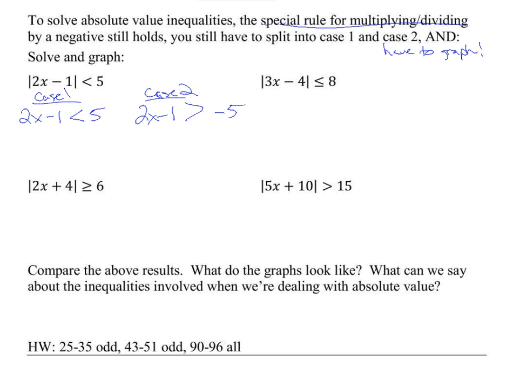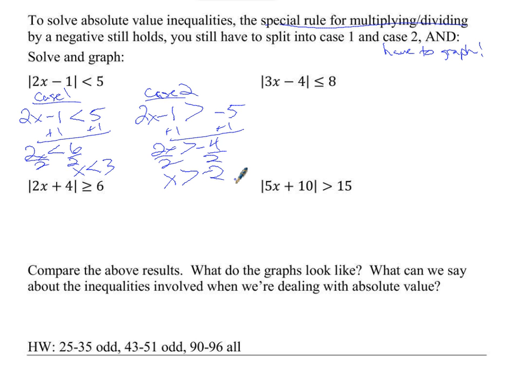Okay, we have case 1 and case 2 now, so we're just going to solve. Add 1 to both sides. 2x is less than 6. Divide both sides by 2. And x is less than 3. For case 2, we add 1, 2x is greater than negative 4, divide both sides by 2, and you get x is greater than negative 2. We divided by a positive, so there is no sign flipping here. It doesn't matter that this number is negative. We divided by a positive 2, so the symbol stays.